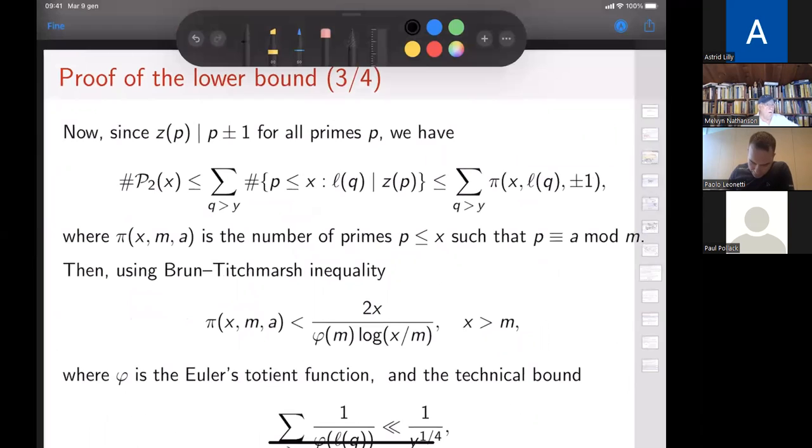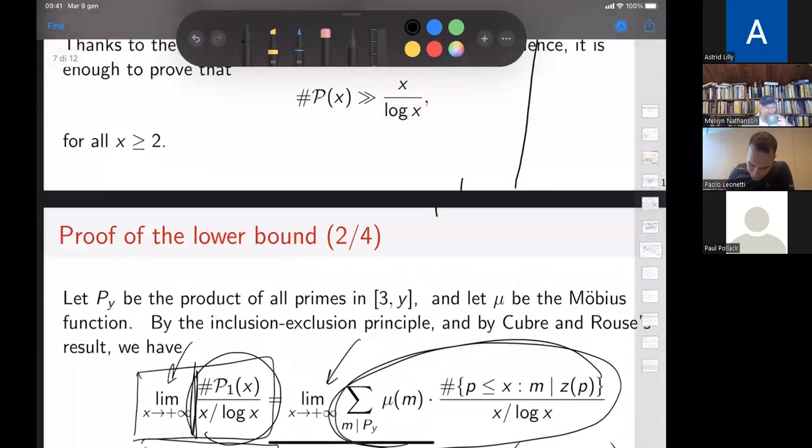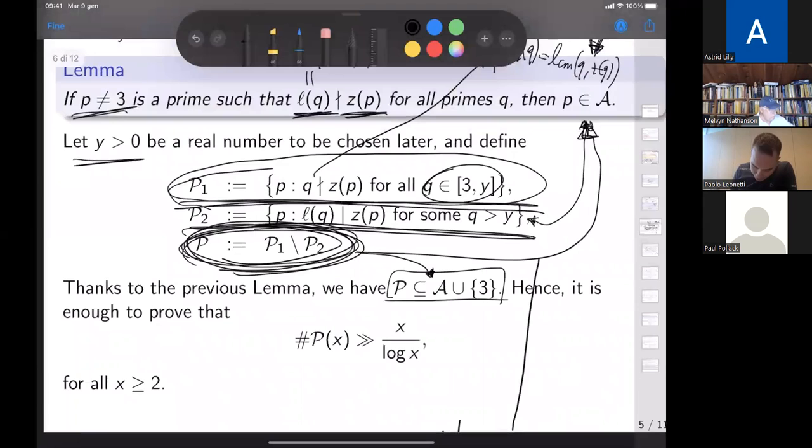Before we give an upper bound, let's remember the definition. The definition of P2 is the set of primes for which L of Q divides zeta P for some Q which is bigger than 1. And zeta P is the rank of appearance of P. So it is the least positive integer K such that P divides f of K.